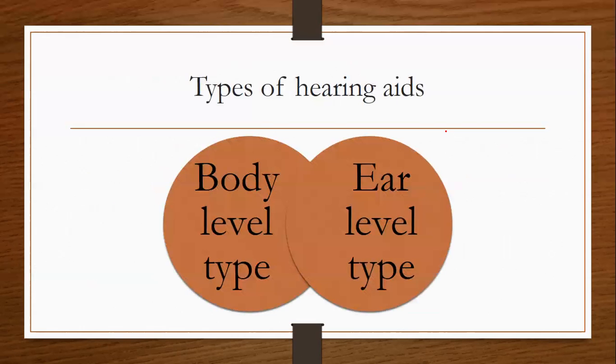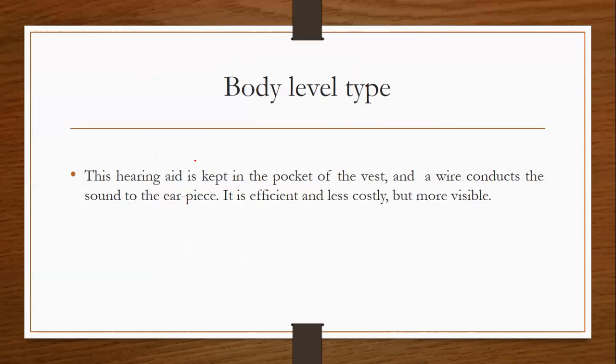The types of hearing aids. Hearing aids are mainly divided into body level type and ear level type, according to the position or the area where they are placed. The body level type means the hearing aid is kept in the pocket or wrist and a wire conducts the sound to the earpiece. It is efficient and less costly but more visible.